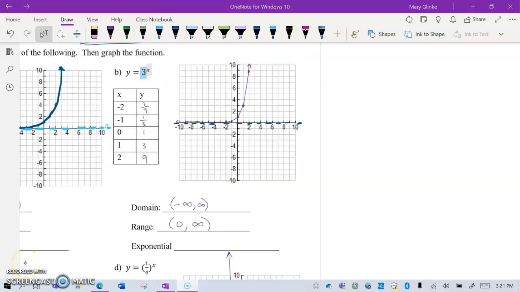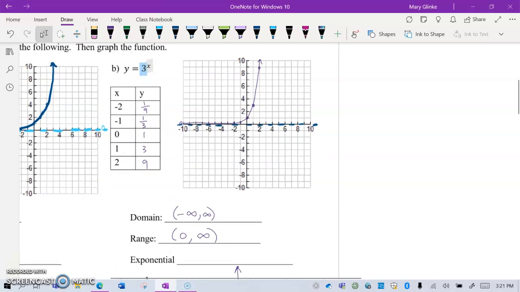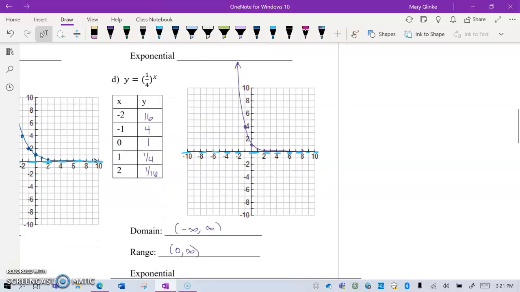Okay, let's go ahead and take a look at B now that you've plugged in your x values. We should get our y values to be 1/9, 1/3, 1, 3, and 9. And you can see your graph here starts low and increases forever. Your domain is negative infinity to positive infinity, and your range is 0 to infinity. And let's check out D here.